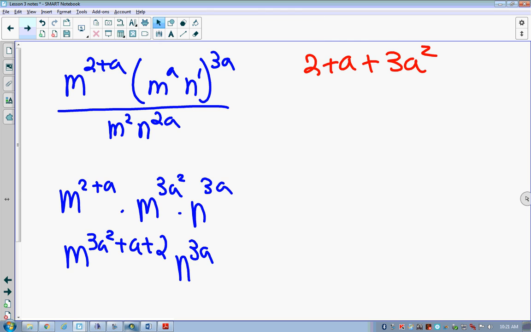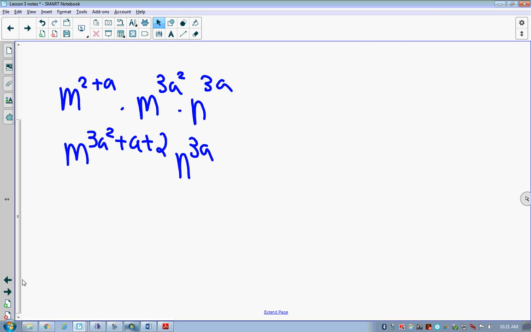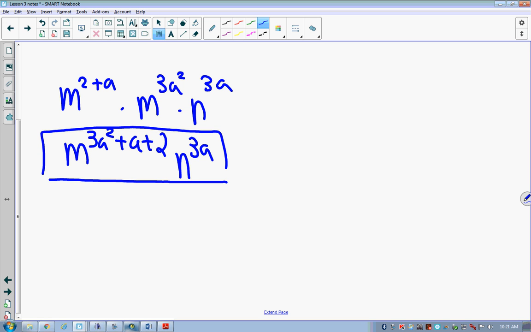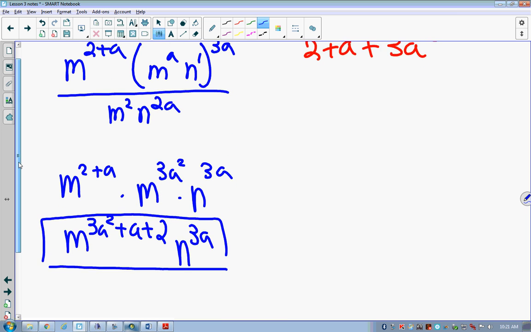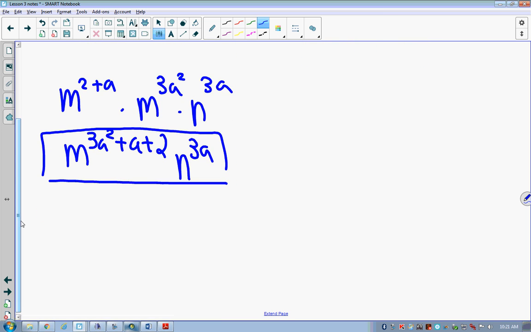All right, let's pull this down here a little bit. So I've simplified my numerator as far as I can with this answer right here. Let's go ahead and grab our denominator. m squared and then n to the 2a. Now, because this is multiplication here and this is multiplication here, I can move things up and down from the division bar, right? And I want to simplify this as much as I can.